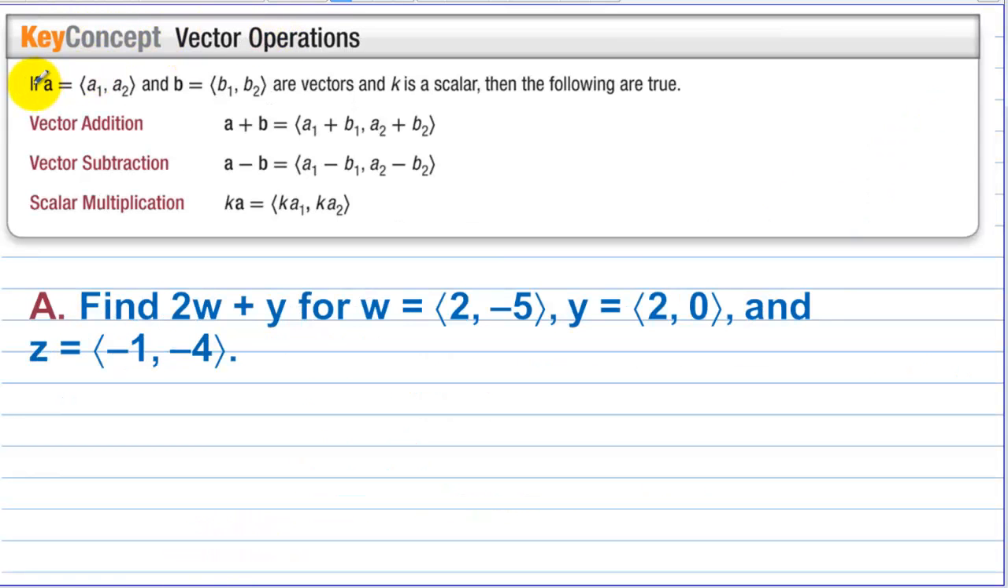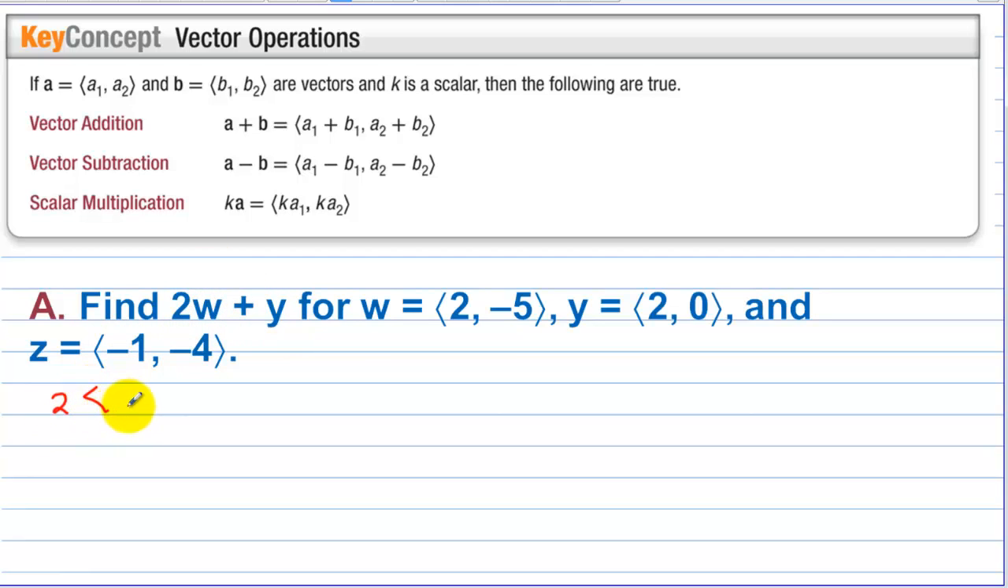Vector operations. If a is the component form of vector A and b is the component form of vector B, they are vectors and k is a scalar, then the following are true. You can add vectors, you can subtract vectors, and you can multiply vectors by a constant. Find 2w plus y, for w is this vector, and y is this vector, and z is that vector. So we want 2w plus y.